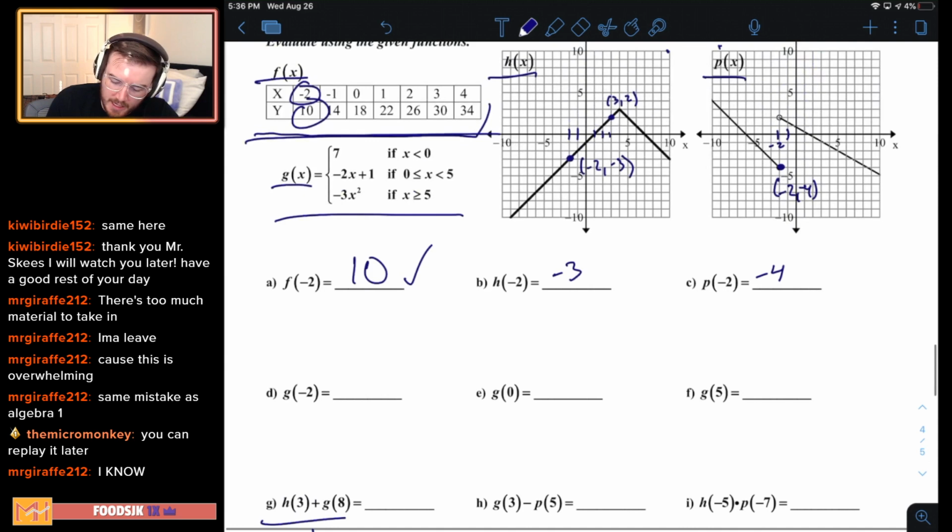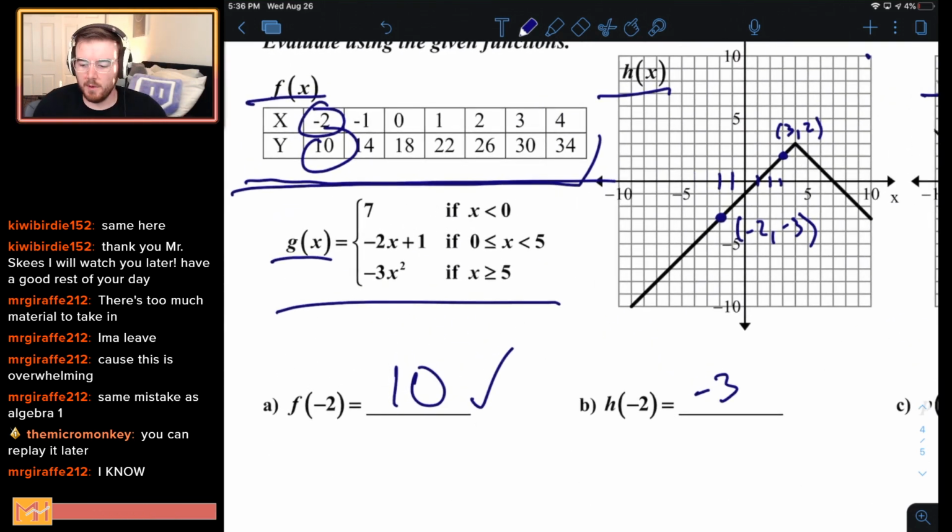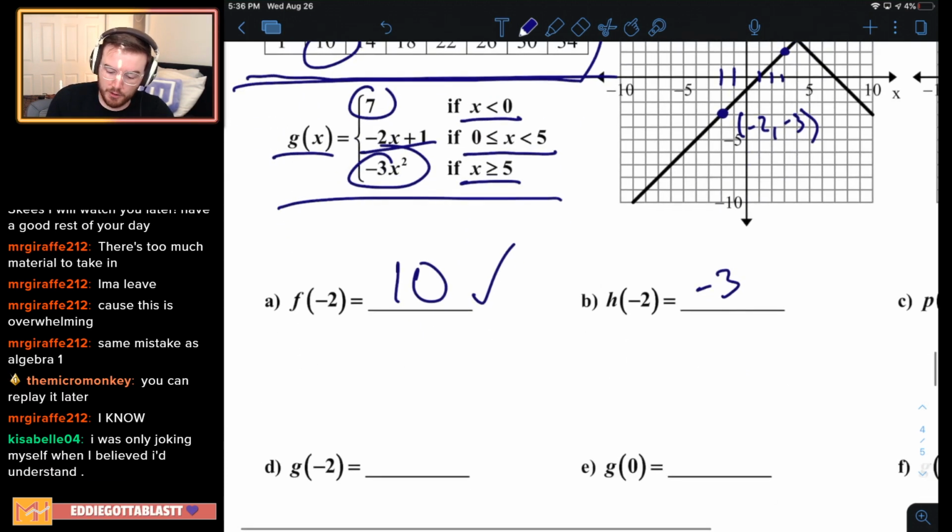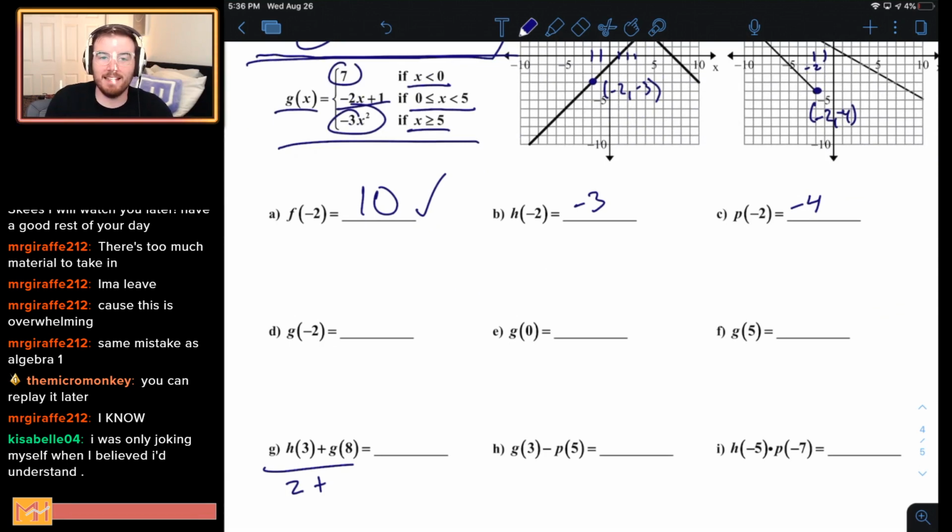Plus g of 8. That's the piecewise function. So a piecewise function, hence the name a little bit, is split into several pieces. Okay? So what happens when you plug in 8? If the number that you're plugging in is less than 0, your answer is immediately 7, but that's not our situation. If the number is between 0 and 5, you plug it into this. We're plugging in 8, which is greater than 5. So that means we're plugging it into this function. It's split into several pieces. It does one thing here, and then something else here, and then something else at the end. It's got 3 separate chunks.